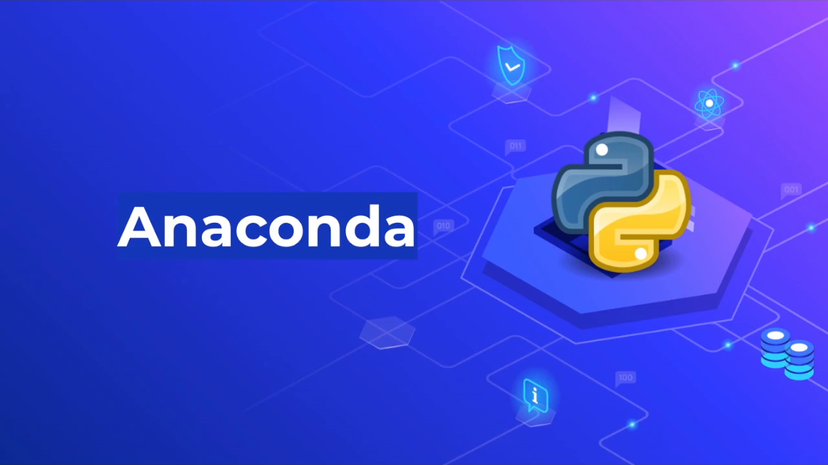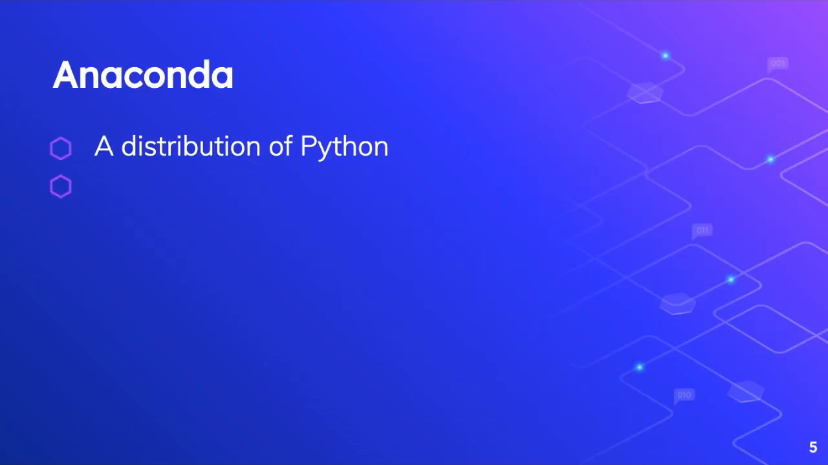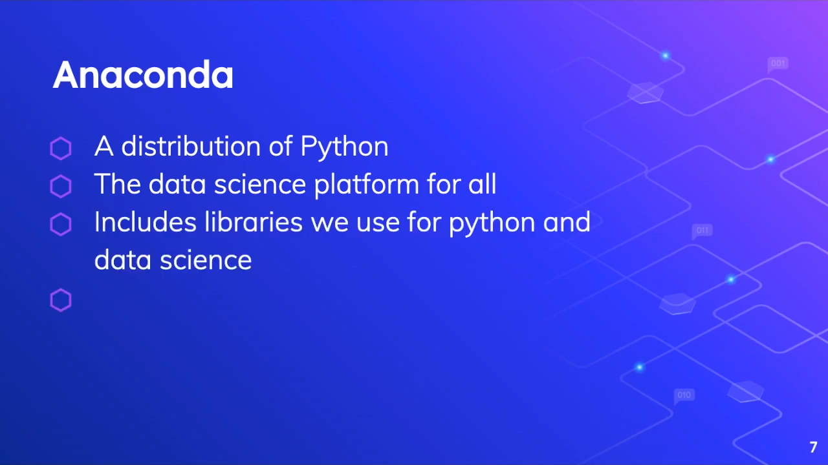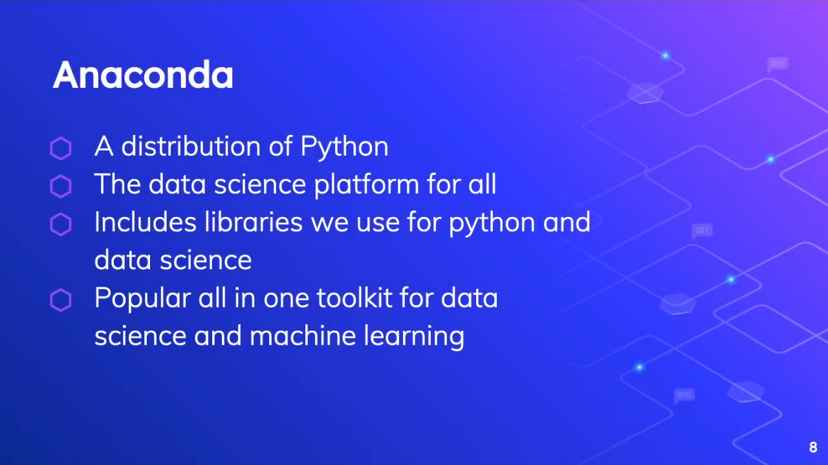So what is Anaconda? Anaconda is a distribution of Python. It is made for data science and you can do everything that you have to do in data science in Anaconda. And Anaconda includes libraries we use for Python and data science. Almost all the things we need, Anaconda has it. So Anaconda is nowadays really popular because of its all-in-one toolkit for data science and machine learning. And once you go to Anaconda, you will see for yourself how and why it's really popular.